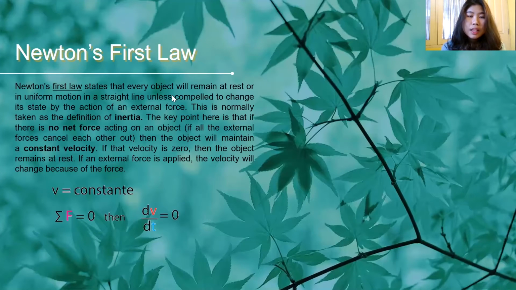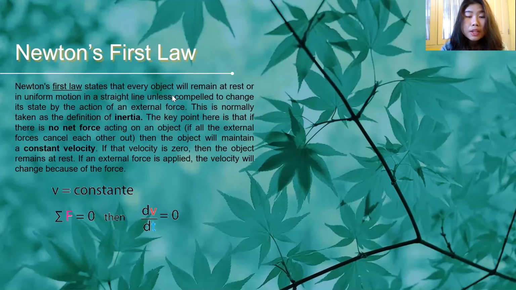Newton's first law. Newton's first law states that every object will remain at rest or in uniform motion in a straight line unless compelled to change its state by the action of an external force. This is normally taken as the definition of inertia.